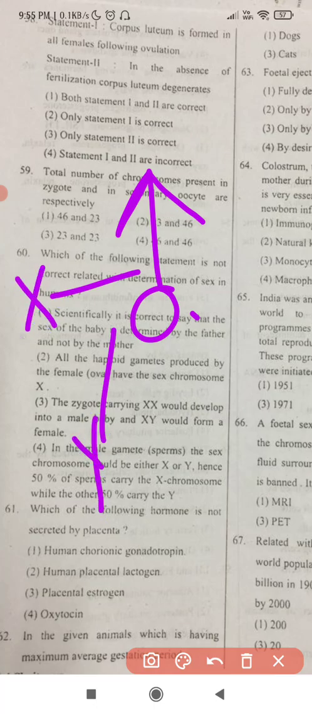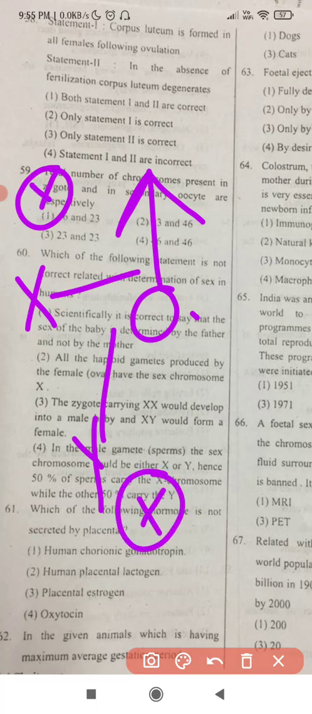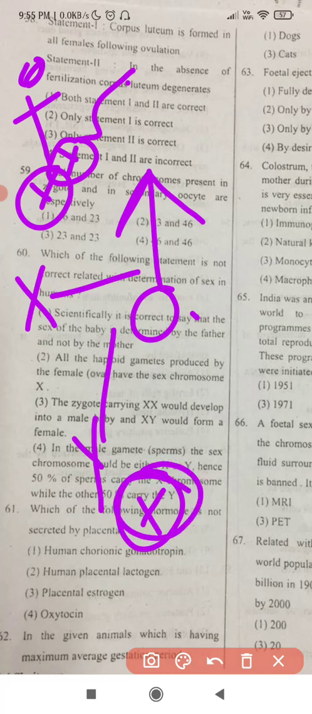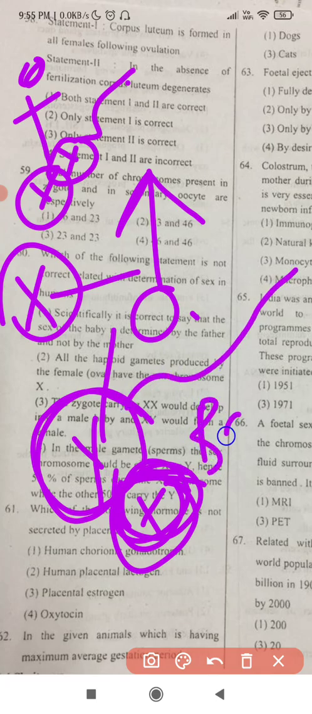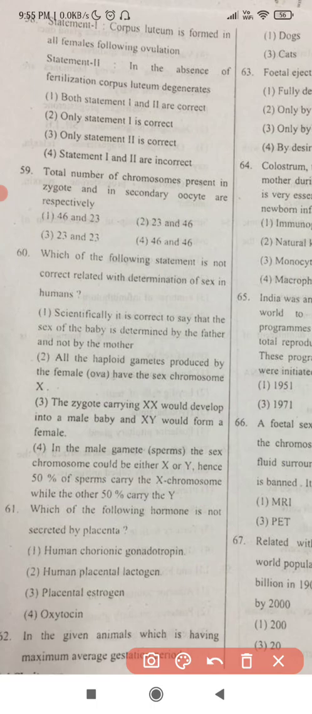The female ovum is always X, so when it fuses with a sperm carrying the X chromosome, it will become a female child. The ovum always has X, and the sperm can have X or Y. If Y fuses with X, then a baby boy is formed. Y is the male sex chromosome. So the father produces two different types of gametes and the mother produces a single type.